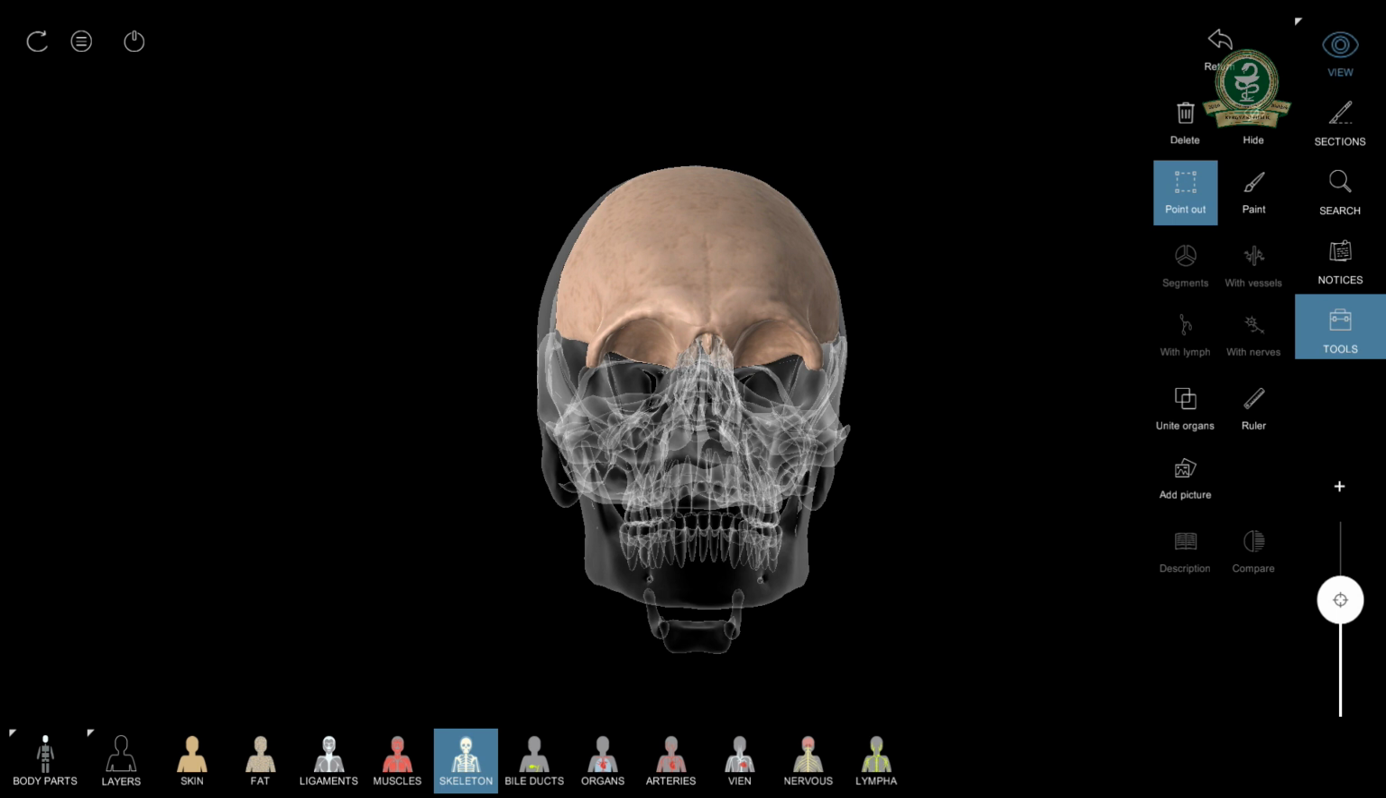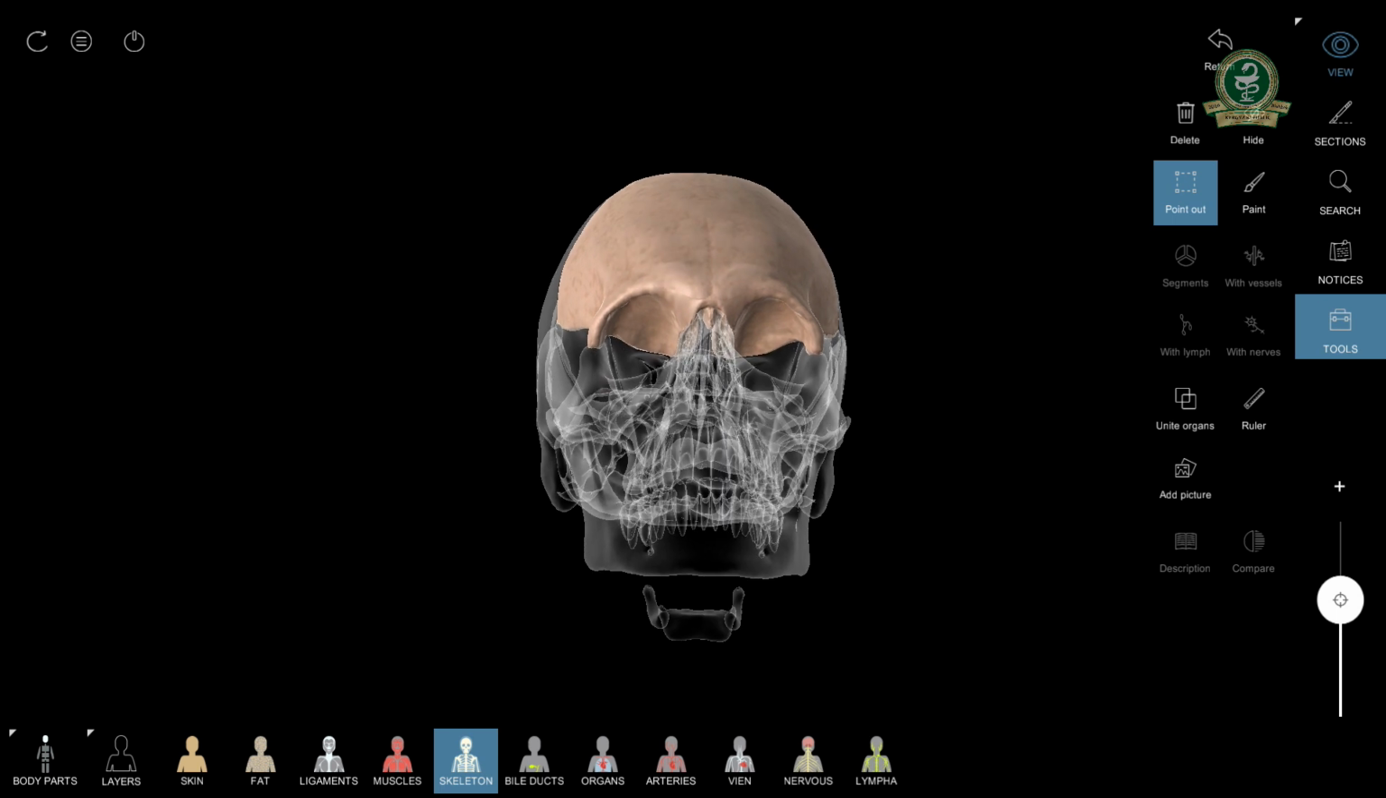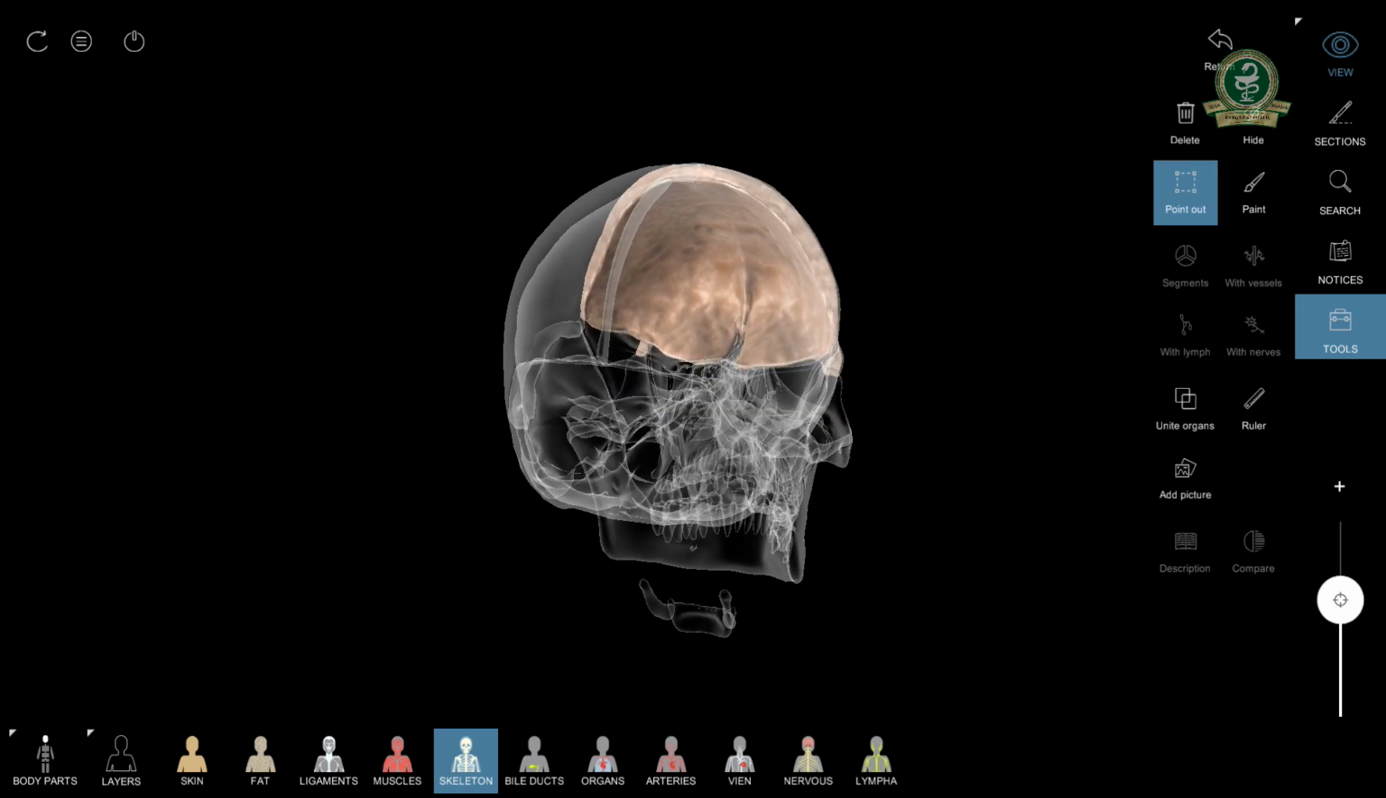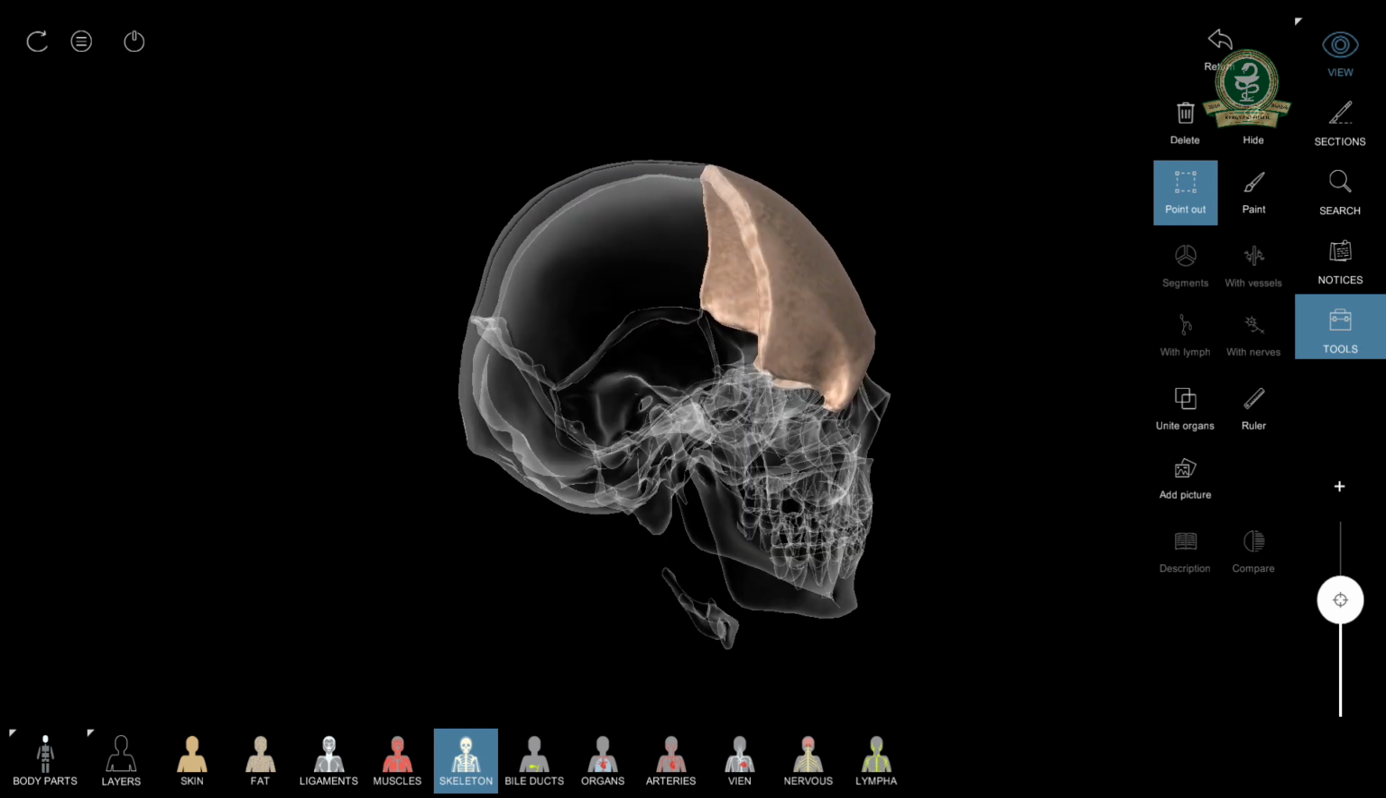From the margins the orbital part extends posteriorly to form the roof of the orbit. This one is the roof of the orbit, which is also part of the floor of the cranial cavity. This one also forms the base of the cranial cavity.